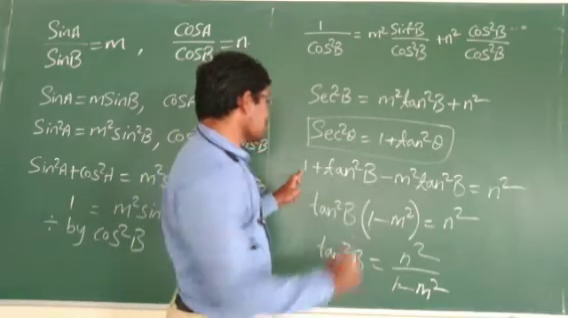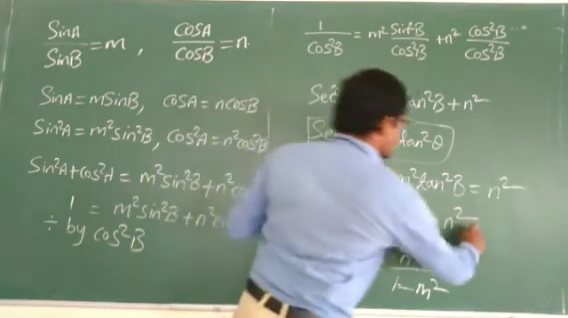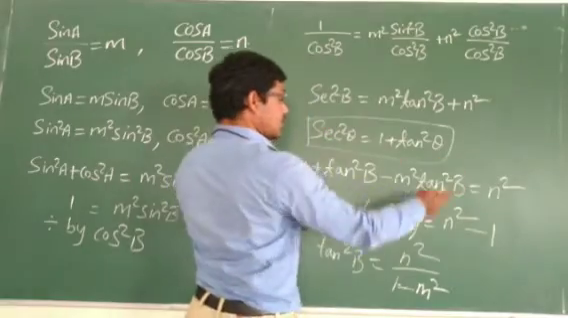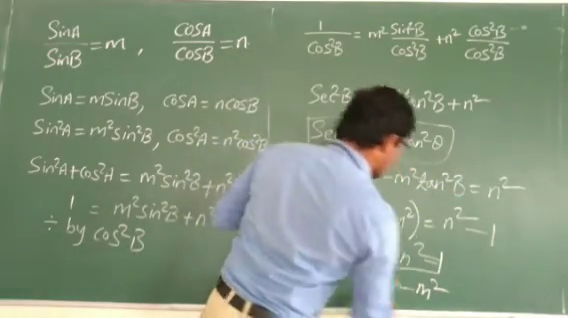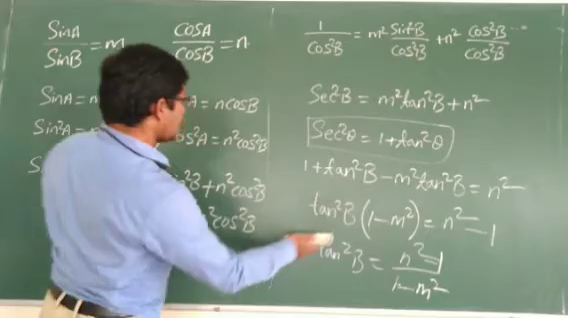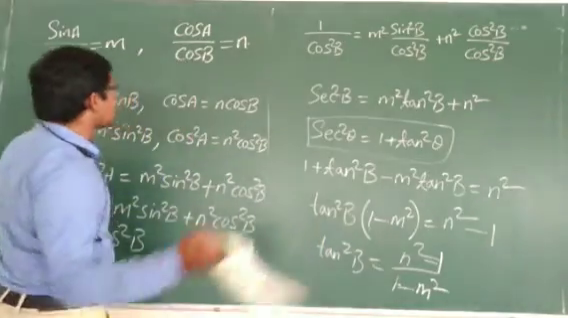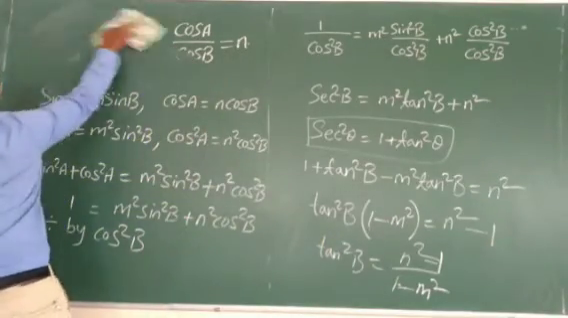Here we have 1, right? So this 1 is there. So 1 you take it here, you get n square minus 1. So this becomes n square minus 1. Now you take root.